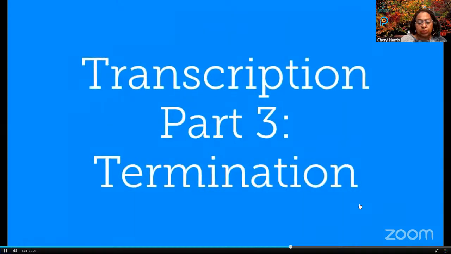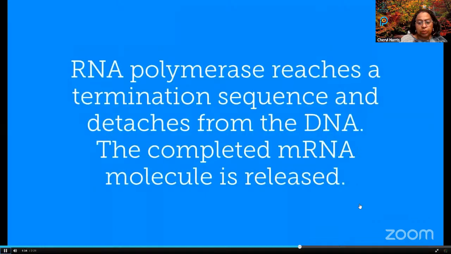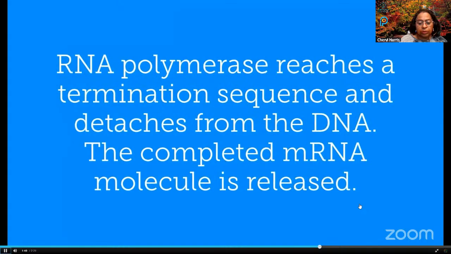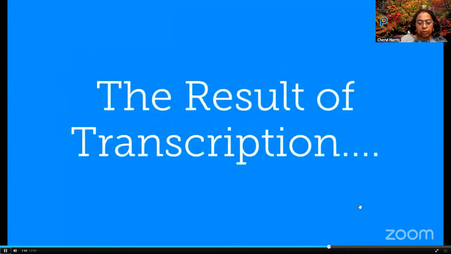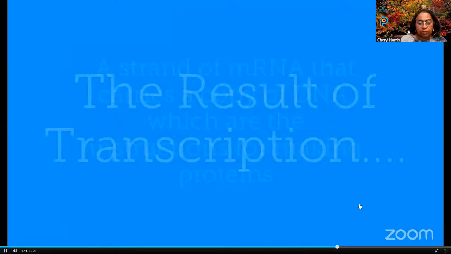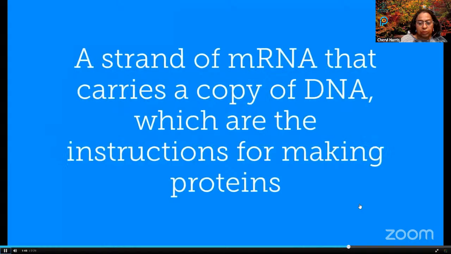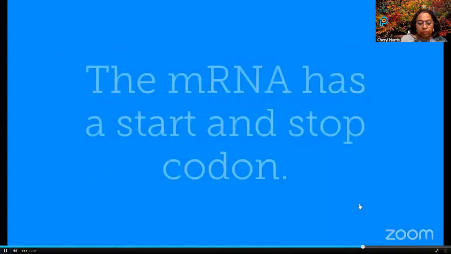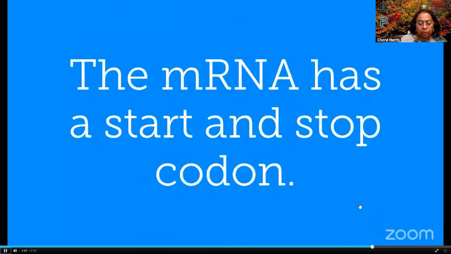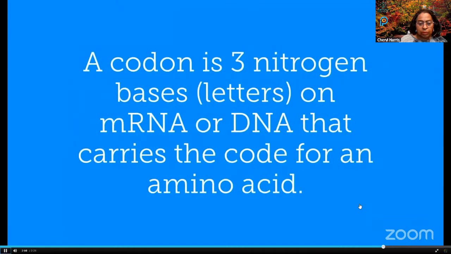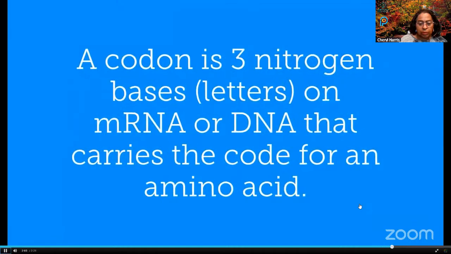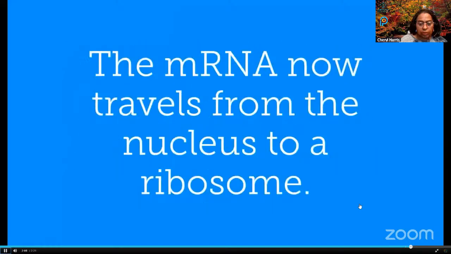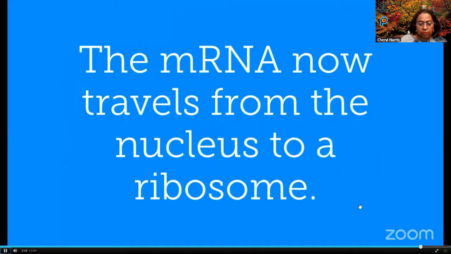Transcription, Part 3, termination. RNA polymerase reaches a termination sequence and detaches from the DNA. The completed mRNA molecule is released. The result of transcription: a strand of mRNA that carries a copy of DNA, which are the instructions for making proteins. The mRNA has a start and stop codon. A codon is 3 nitrogen bases or letters on mRNA or DNA that carries the code for an amino acid. The mRNA now travels from the nucleus to a ribosome.